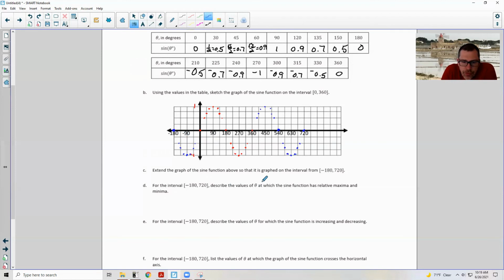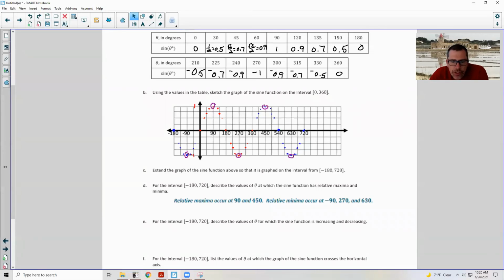Now for part D, it says, for the interval -180 to 720, describe the values of theta at which the sine function has relative maxima and minima. All right, so the relative maxes and relative minimums are, here's a relative max, here's a relative max, here's a relative minimum, here's a relative min, and here is a relative min. How would you describe those? Okay, so you'd say the relative maxima occur at 90 degrees and 450 degrees. The relative minimum occur at -90, 270, and 630 degrees.